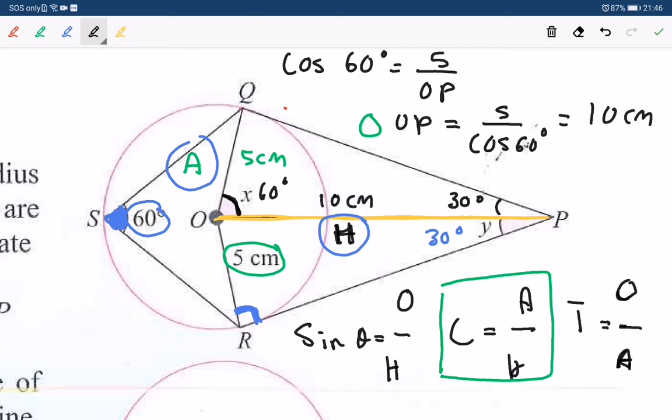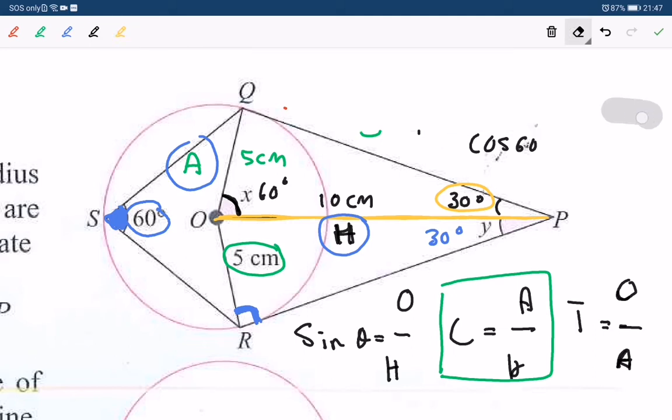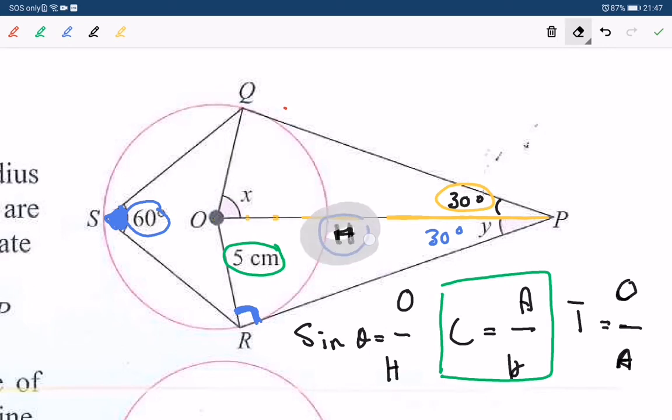Okay, teacher, how if I want to use this angle 30? Can? Yes, you can. You will still get the same answer. If you don't believe me, let's try. Okay, this is the eraser. I'll erase all of this and then we will use the angle of 30. Okay, want to find OP and then we want to use angle 30.